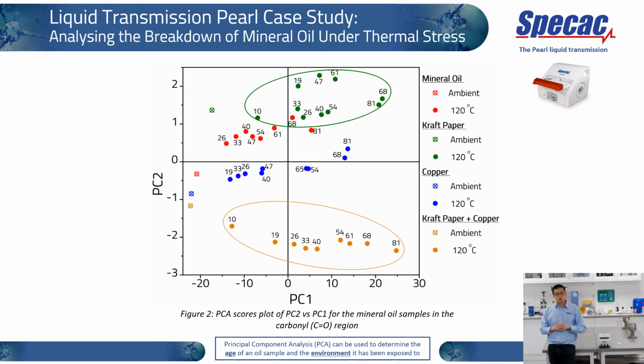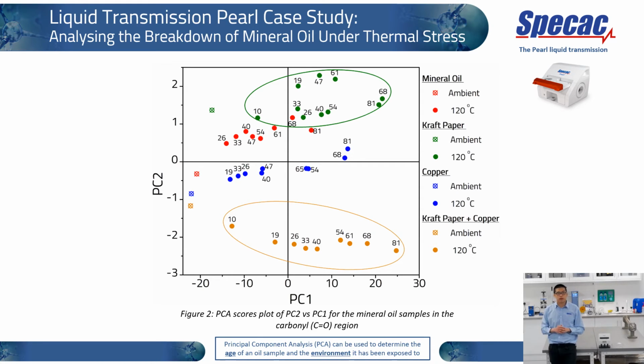And then you can use PCA analysis, as mentioned before. This is a statistical technique to tell you the age of your oil and also which environment it's been in. As mentioned before, the environment is, of course, how the oil has been stored. So it can be just the oil by itself, or in combination with the kraft paper and also the copper conductor. And by using this PCA data, we can easily determine the age and the environment of the oil.